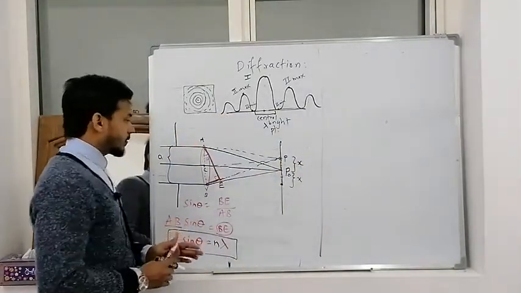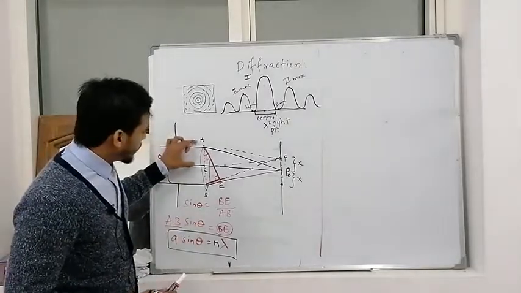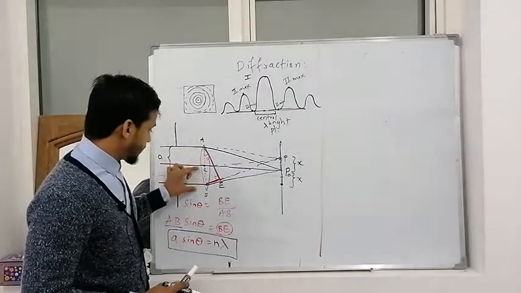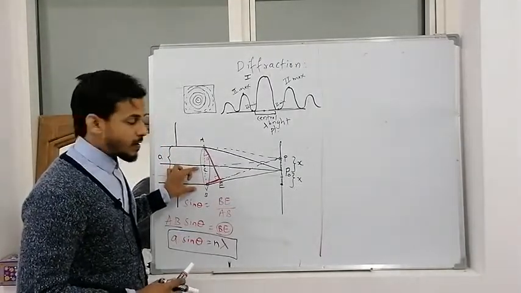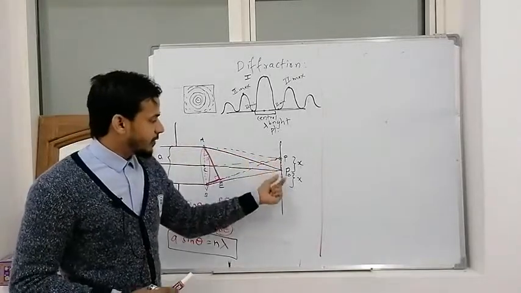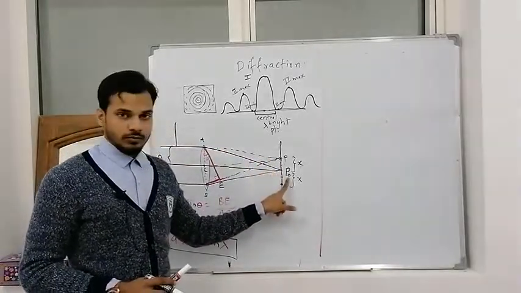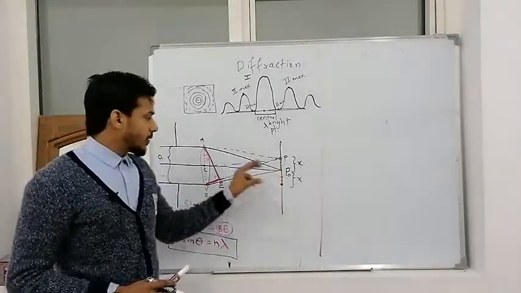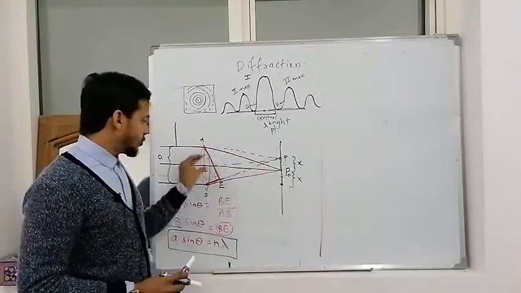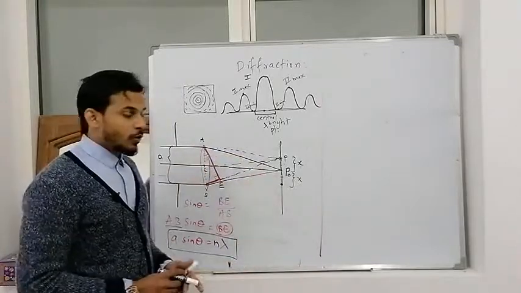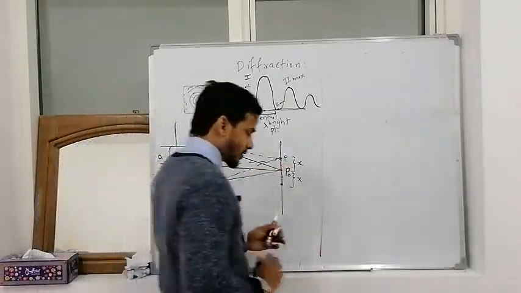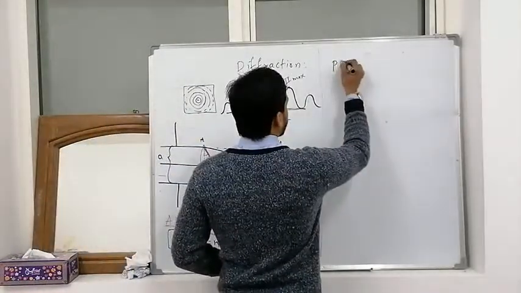Now you tell me, this is half of the light, AC part. This is half of the light, CB part. If the path difference is lambda, we are getting P naught. If the path difference is lambda by 2, then we will get lambda by 2 plus lambda by 2, that is P naught. What is the path difference for P? That is position.